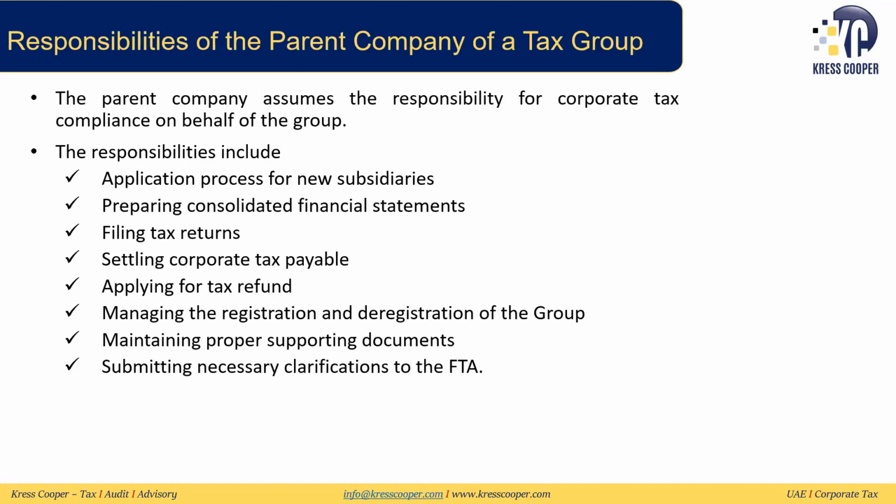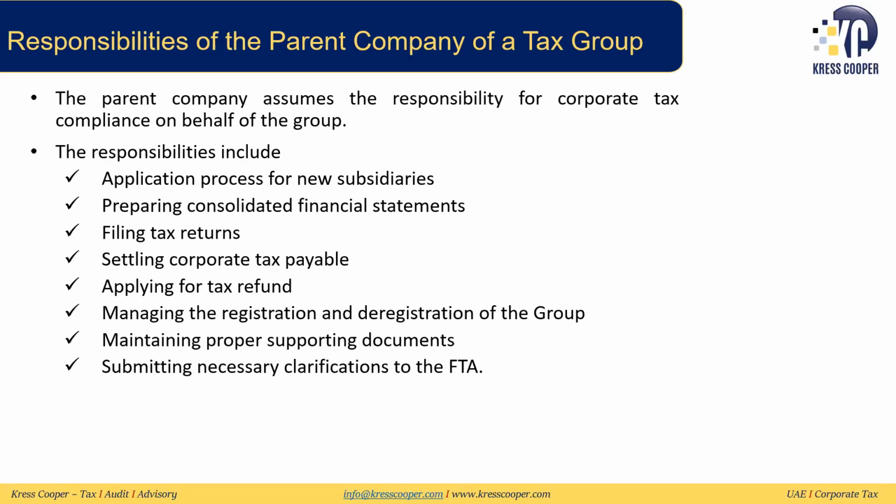Now, once the tax group is formed, the parent company takes certain responsibilities of the tax group. For example, they will be applying for any new subsidiaries to join the tax group. They will be preparing the consolidated financial statements. They will be filing the tax return within 9 months from the end of the tax period, settling the corporate tax payable within 9 months from the end of the tax period.